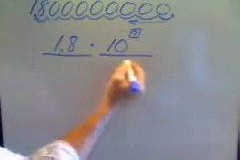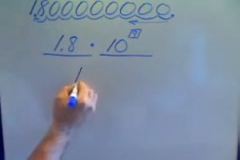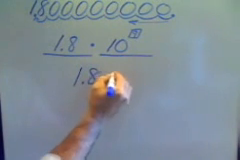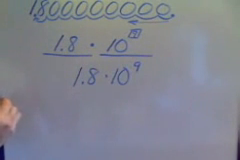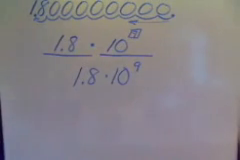And so 1,800,000,000 in scientific notation would be written as 1.8 times 10 to the 9th power. Okay? Let's try another.